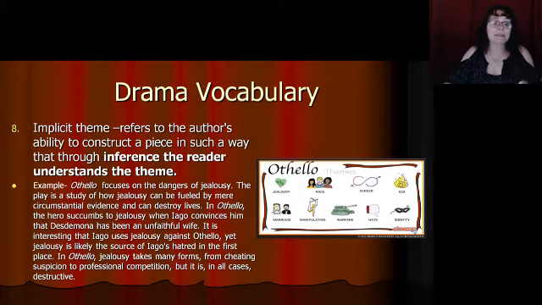The play is a study of how jealousy can be fueled by mere circumstantial evidence and can destroy lives. In Othello, the hero succumbs to his jealousy when Iago convinces him that Desdemona has been an unfaithful wife. It is interesting that Iago uses jealousy against Othello, yet jealousy is likely the source of Iago's hatred in the first place. In Othello, jealousy takes many forms, from cheating, suspicion, to professional competition. But it is, in all cases, destructive.